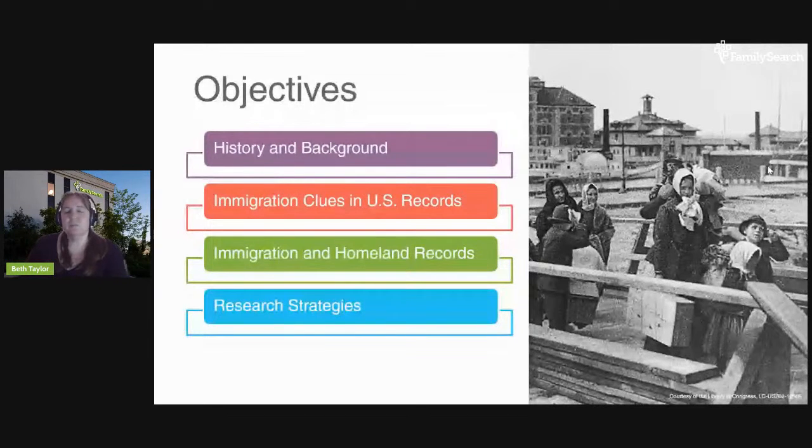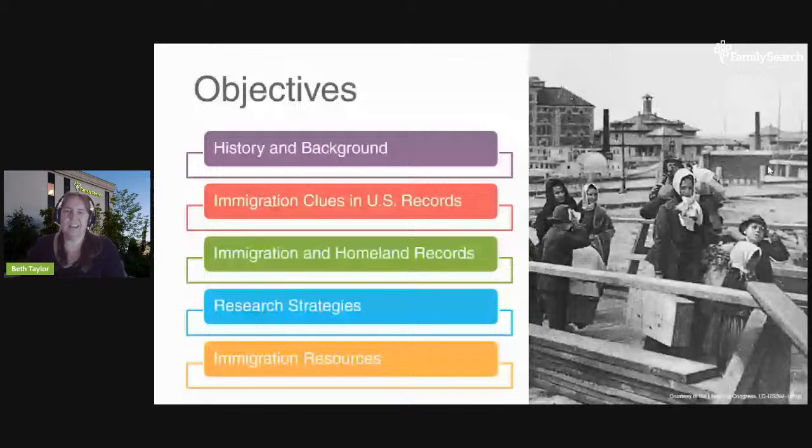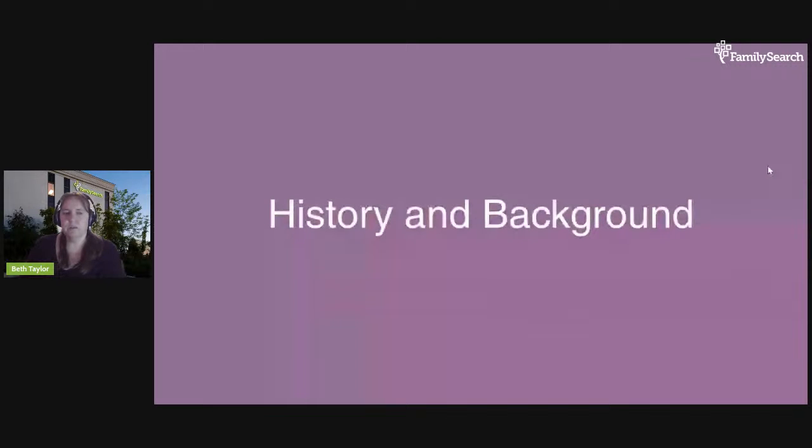Then we're going to go through some research strategies. How do you actually approach doing immigration research? And then we're going to end the class by talking about some resources that you can use to help find these records that we've been talking about. And we'll focus mostly on those immigration records because we're going to talk about a lot of records today. So let's start with some history and background of immigration here in the U.S.